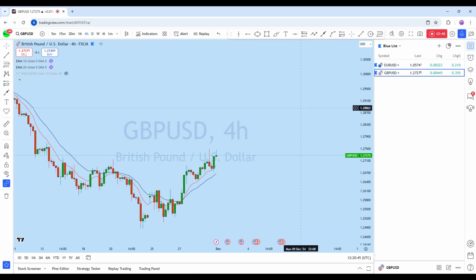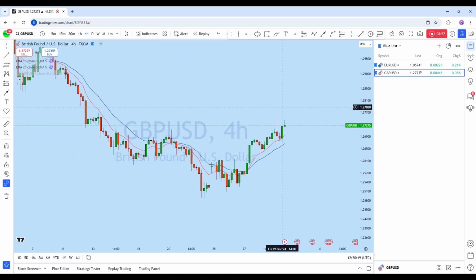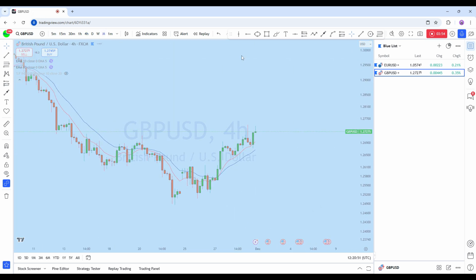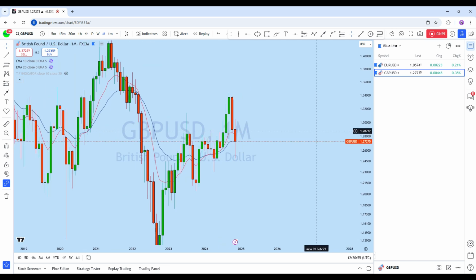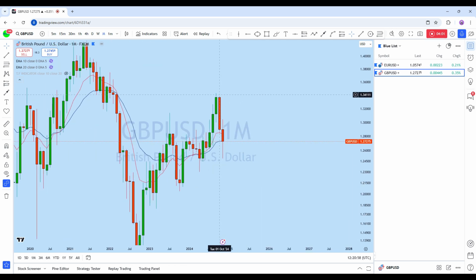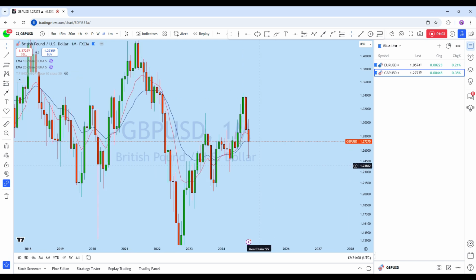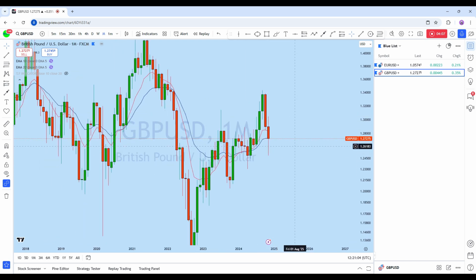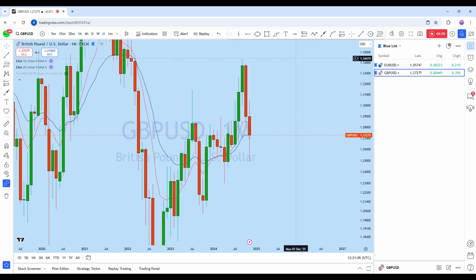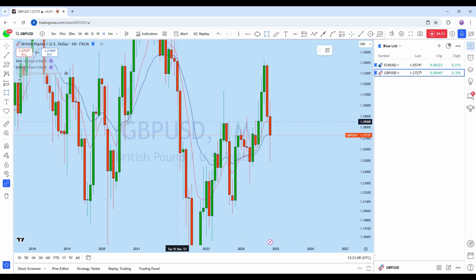Now let's look at British Pound US dollar. Like the Euro dollar, British Pound US dollar is also showing a significant reversal opportunity. Looking at the monthly chart on British Pound US dollar, this is the second month the price has broken this support level and got a rejection from this zone, and we are expecting the price to bounce back up to this resistance line, at least to that level.